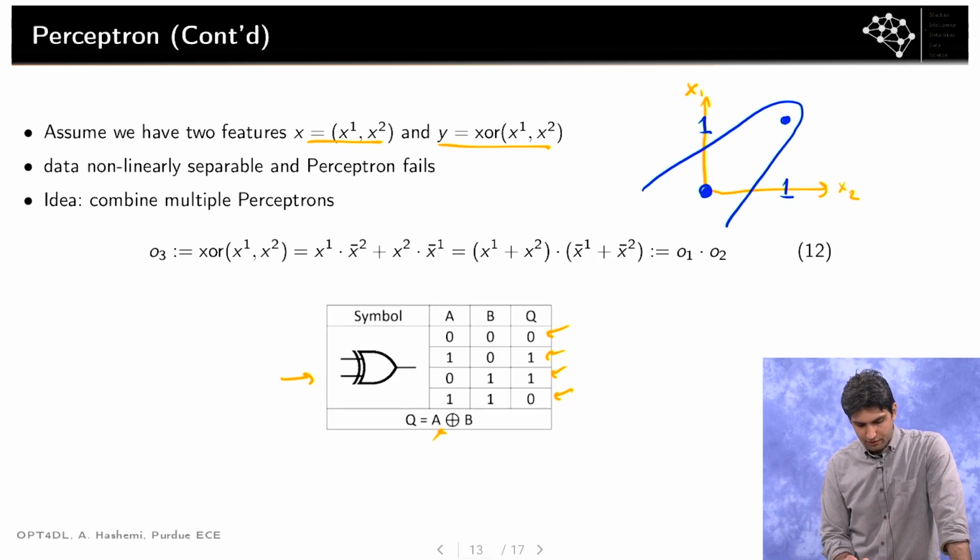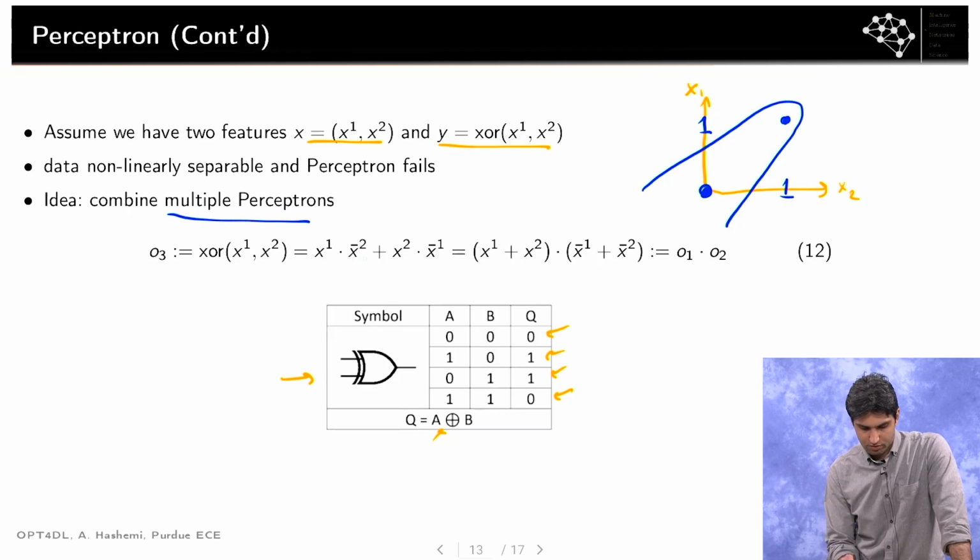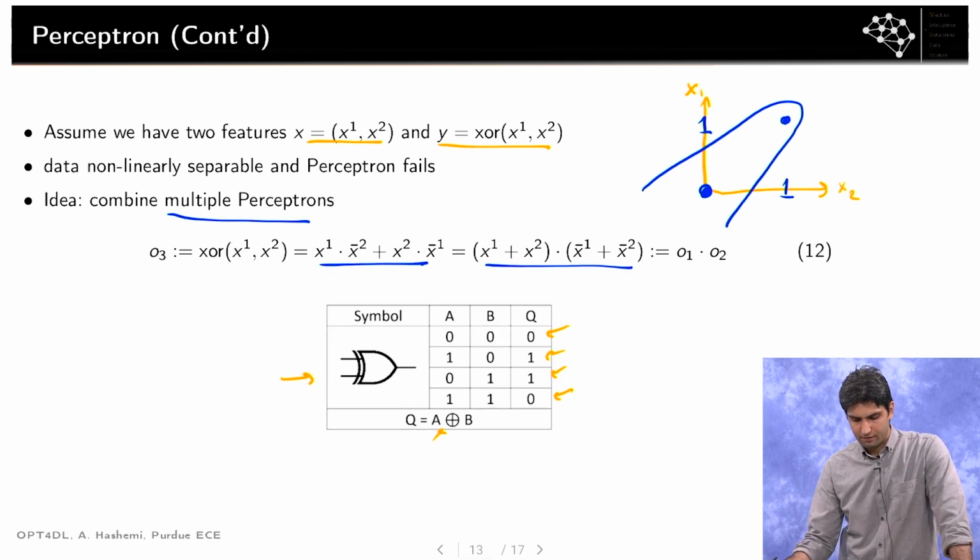The idea is actually a very neat idea, and it requires combining multiple perceptrons in a specific way. So for this problem, what we can do is to go back to the properties of the XOR operator. It turns out that the XOR can be, if you will, decomposed in these two specific ways. So this way and that way. Essentially, you can utilize the AND operator, the OR operator, and the complement operator to represent XOR.